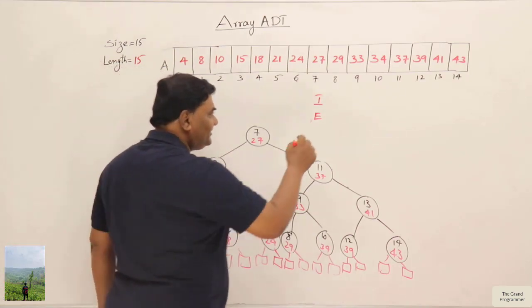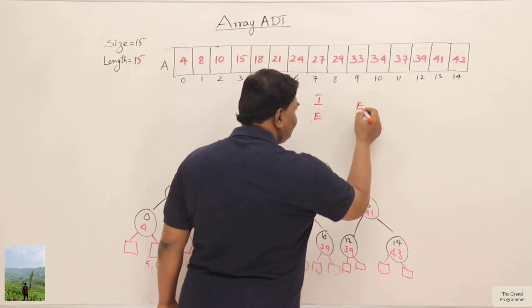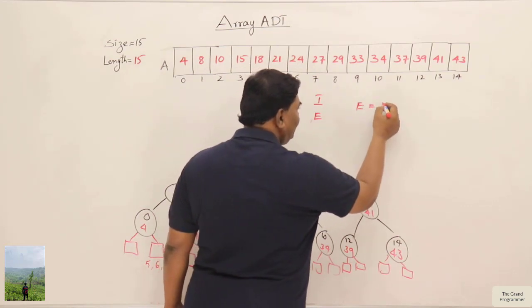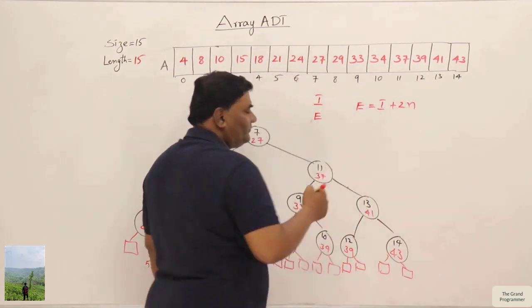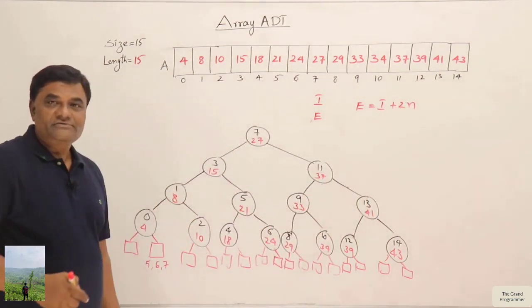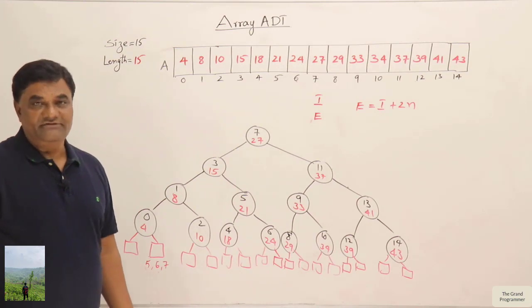So there is some relationship between these. If E is the sum of the paths of external nodes, and I is the sum of the paths of internal nodes, then this is always true: E is equal to I plus 2n.